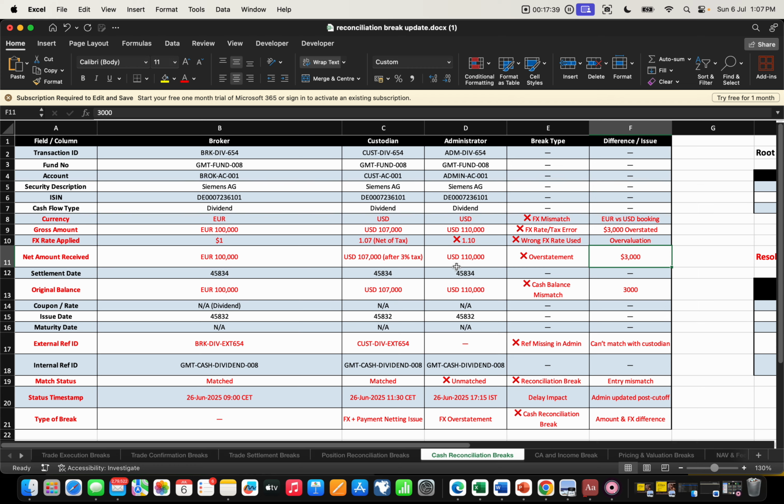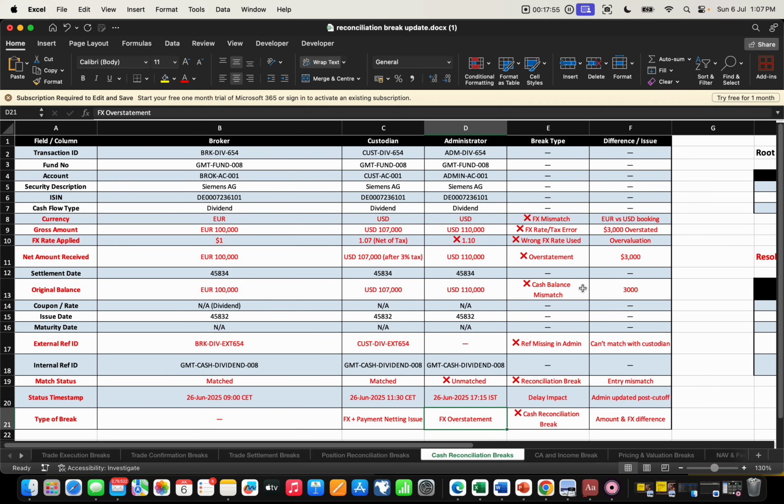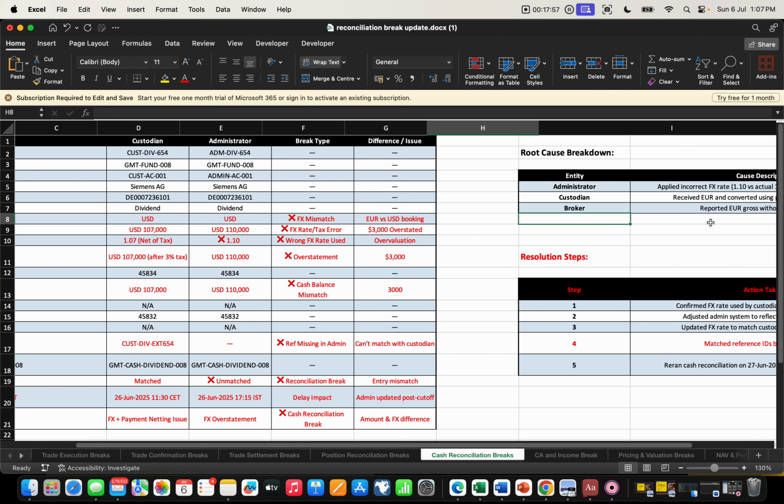The original balance also reflects the 3,000 difference. The external reference is also not available because it was not corrected, and the match status shows unmatched. The timing will get delayed, and FX overstatement will be an issue. So how can we clarify this?